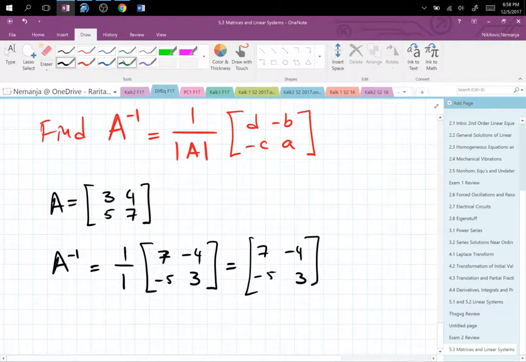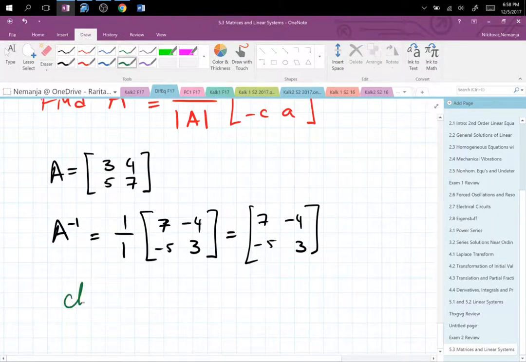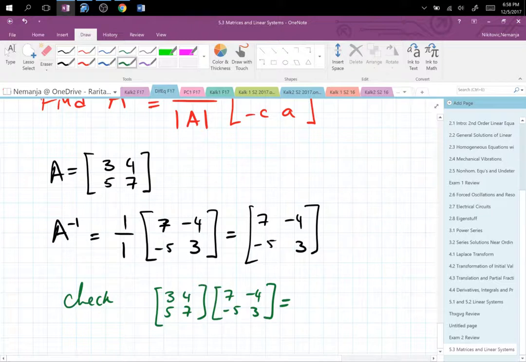Now if I want to check, I will go 3, 4, 5, 7 times 7, negative 4, negative 5, 3, and I better get 1, 0, 0, 1 when I perform the calculation, or we broke mathematics and that's it. So I have a 2 by 2 matrix and a 2 by 2 matrix, so the result will be a 2 by 2 matrix.